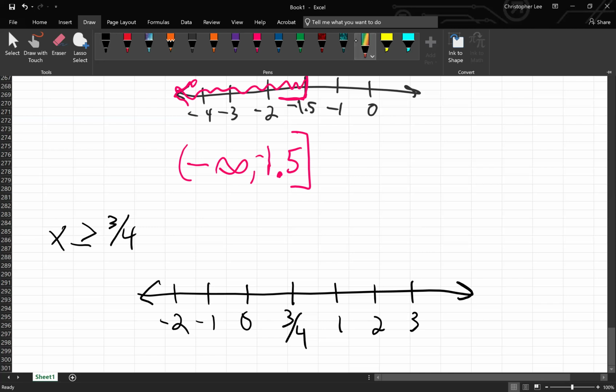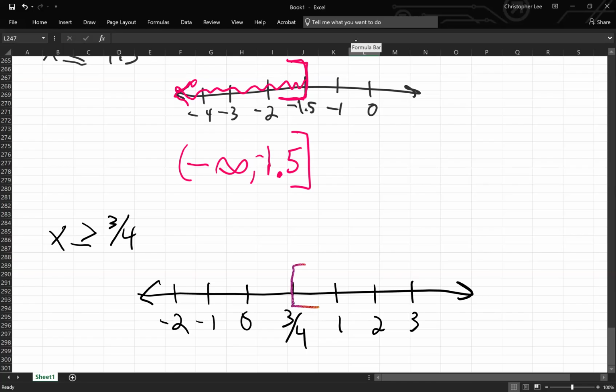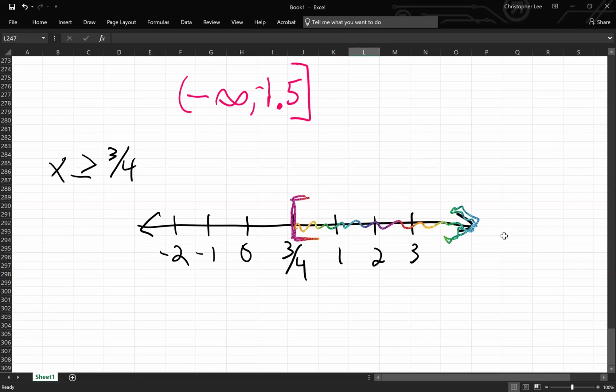All right. So greater than or equal to 3/4. So that's going to be a bracket because it's equal. And I want to shade all the numbers that are greater than 3/4. So there we go. All right. Let's talk interval notation. This is going to be open bracket 3/4, comma, infinity, close parentheses.